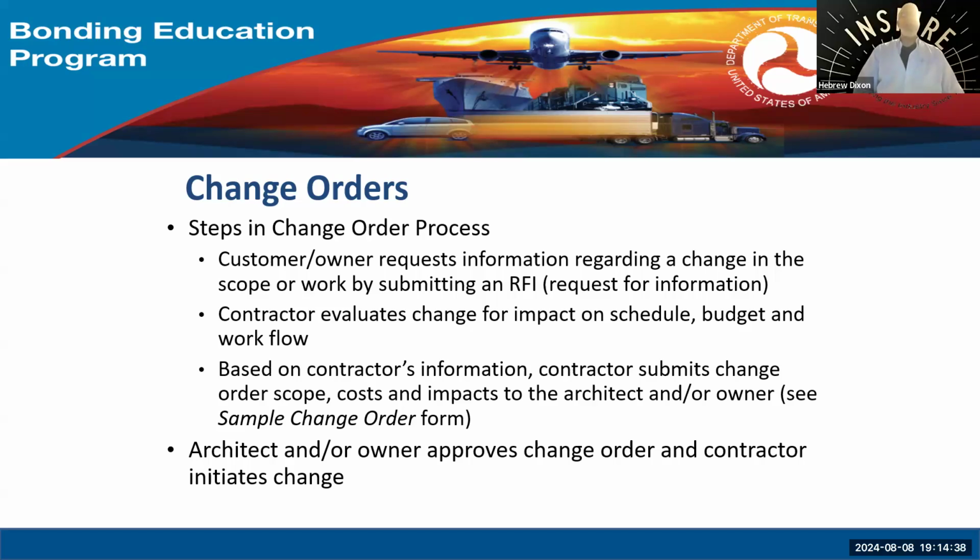The third bullet talks about, based on contractors' information, contractors submit a change order, scope, cost, and impacts to the architect or whomever they submitted to upline. And you can get a sample change order in there. But my point is that this line of command, usually what happens first is the RFIs are not done right.